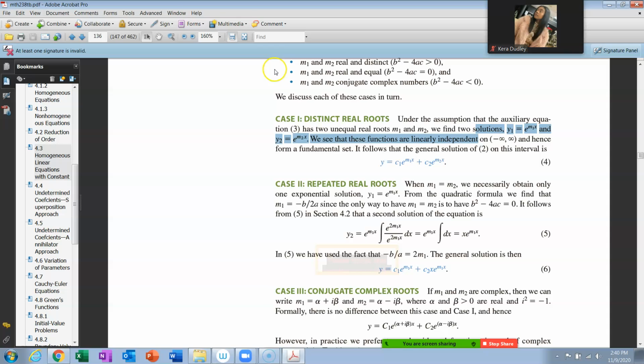Other times, however, the m1 and m2 may be real and equal. That's when the discriminant of that equation, the thing under the square root, is exactly equal to 0. Then you only have one real solution, or it's a double solution.